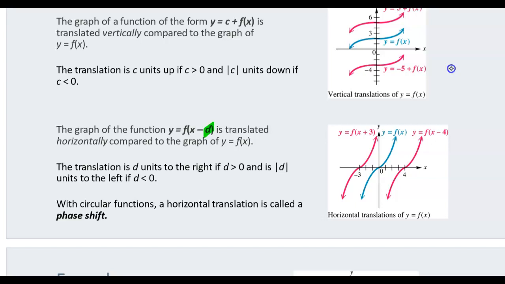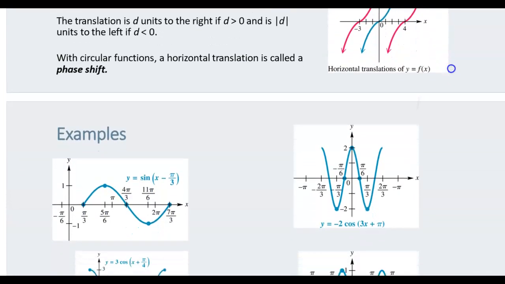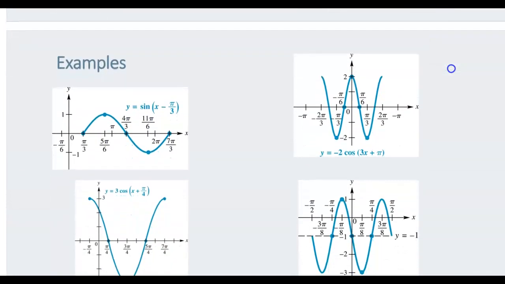Remember that for our graph transformations, a function is always going to move in the opposite direction. If we're subtracting a number, it's going to move to the right. If we're adding a number, it's going to move to the left. So here are a couple example graphs.